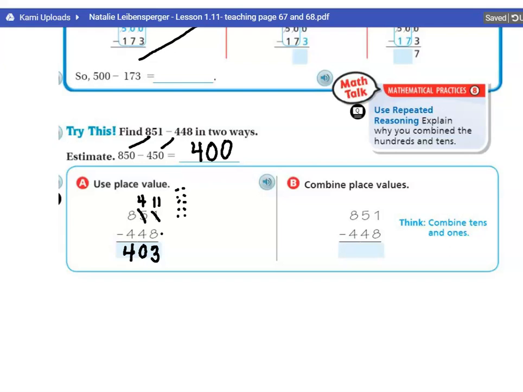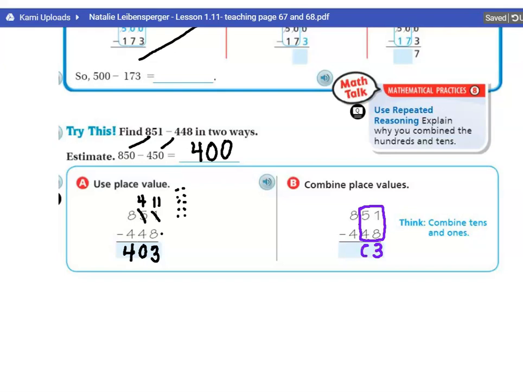Now let's try the combining place value strategy, and let's see if that will work here. So first I'm going to look, I see here that 51 and 48 are very close to one another. Again, I think about the number line, 48. I count on 49, 50, 51. So that is the difference of 3.